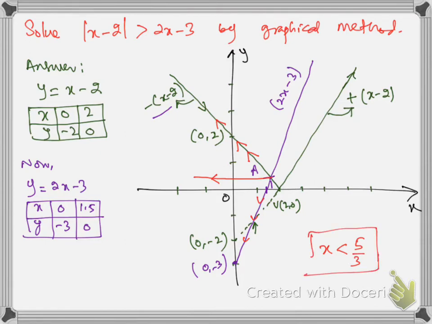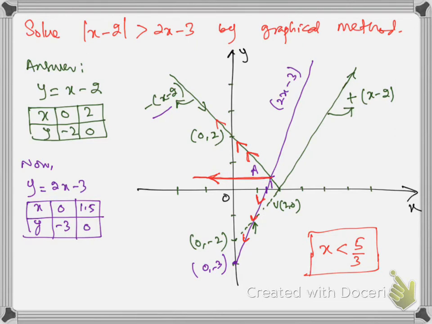I mean, if we go on the left side from the x coordinate of the turning point, then we observe that the green graph, this green part, is above the purple part. So this is the right solution, and this question is over.